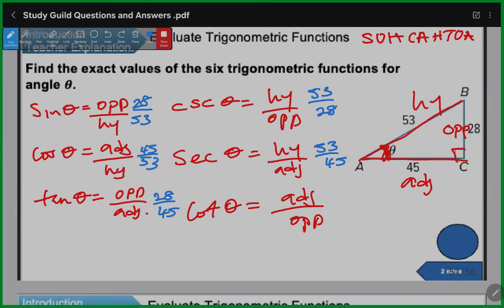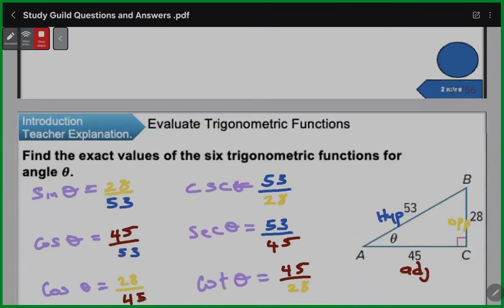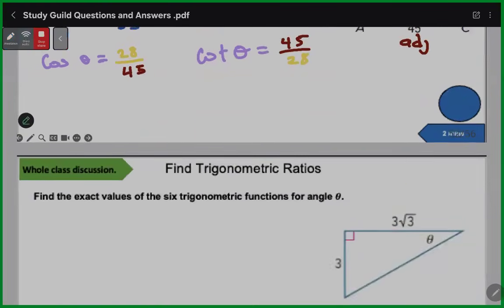And definitely cot is going to be 45 over 28. And that is very important for you to note. And that's how to do it. It's not rocket science. So it's easy, and we did it already.